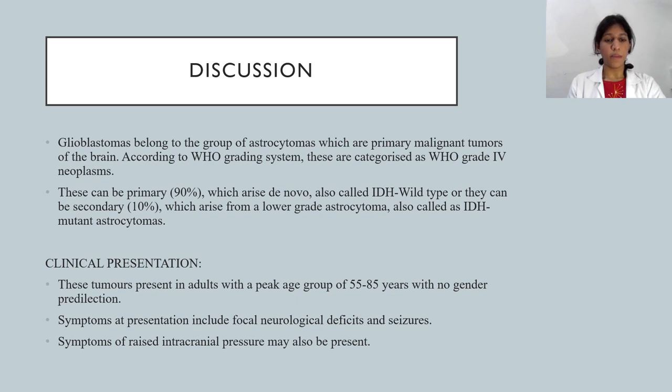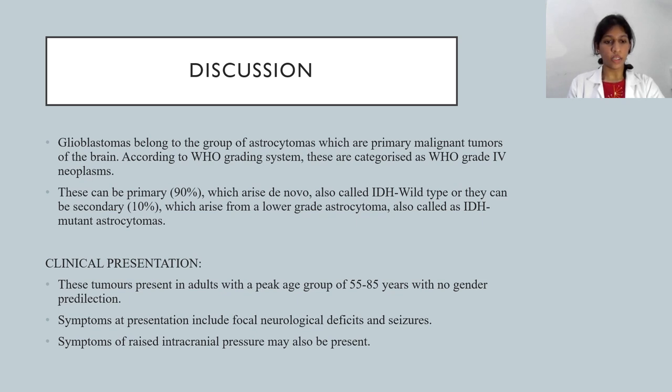Discussion. Glioblastomas belong to the group of astrocytomas, which are primary malignant tumors of the brain. According to WHO grading system, these are categorized as WHO grade 4 neoplasms. These can be primary, which arise de novo, also called IDH wild type, or they can be secondary, which arise from a low-grade astrocytoma, also called as IDH mutant astrocytomas.